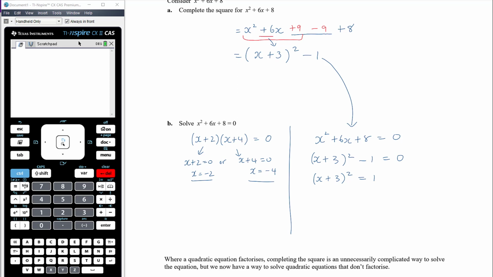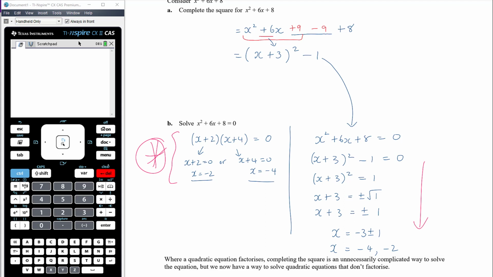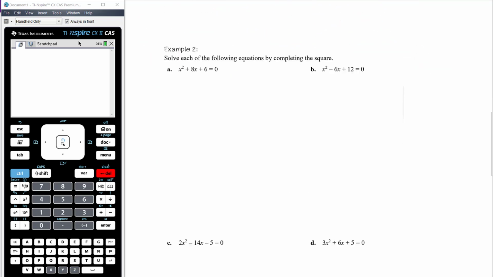We take the square root, remembering that when we take the square root, we get positive or negative square root of 1. So that is positive or negative 1. And then we take away 3, so we get x equals negative 3 plus or minus 1. So in that instance, x equals negative 3 minus 1 is negative 4, negative 3 plus 1 is negative 2. And we get the same two solutions we got by factorisation. Now, if it will factorise, this is our first choice. If it won't factorise, however, this now gives us a method to solve. Alright, so let's have a look at some examples here.